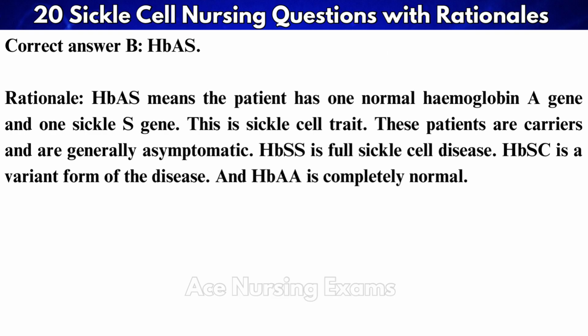HbAS. HbAS means the patient has one normal hemoglobin A gene and one sickle S gene. This is sickle cell trait. These patients are carriers and are generally asymptomatic. HbSS is full sickle cell disease. HbSC is a variant form of the disease, and HbAA is completely normal.